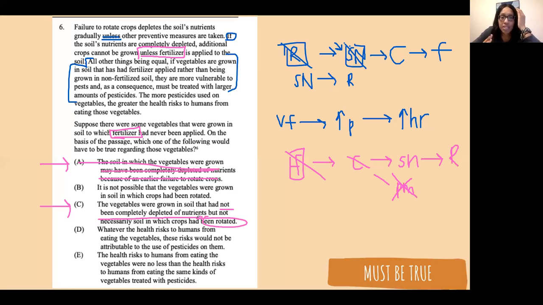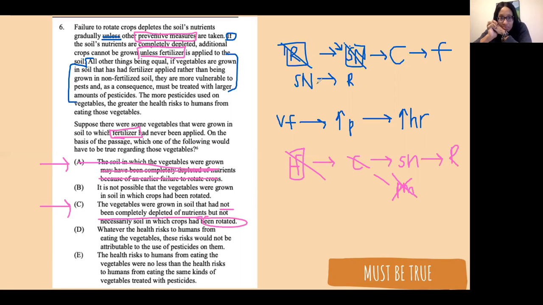Sorry, I'm confused because in the question it says they were grown in soil in which fertilizer had never been applied. So I assume that meant fertilizer wasn't being applied. Like we had to take that into consideration. So that's why I didn't pick C. But I get it now, but that really confuses you. I feel like I just said preventative measures were on fertilizer. Yeah, and I think I misspoke, to be honest. Now that I'm looking at this, failure to rotate crops depletes soil's nutrients. So we deplete the nutrients unless other preventative measures are taken.